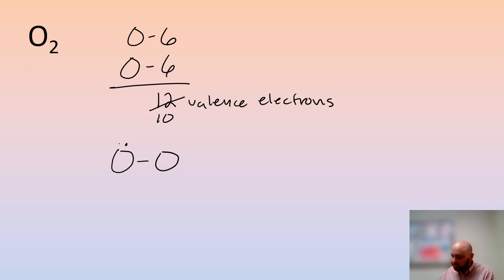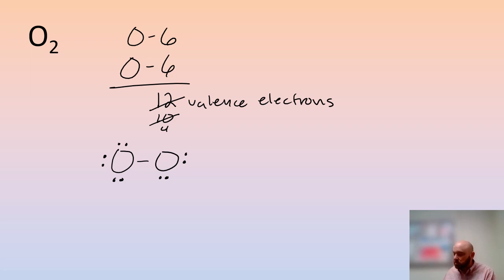I'm going to place 6 electrons on this oxygen, leaving me with 4 left over to place on the other oxygen. So we may stop there and assume that this is the correct Lewis structure for the oxygen molecule, but let's go and check and make sure all of the conditions are met.